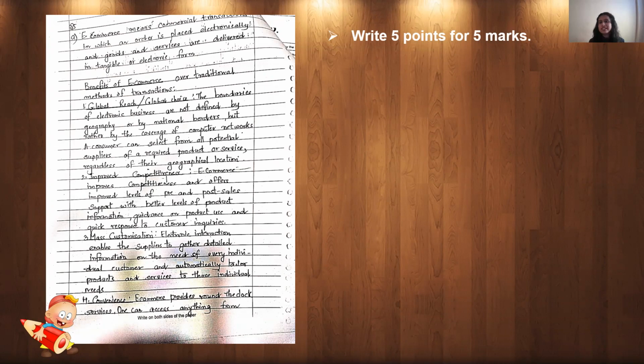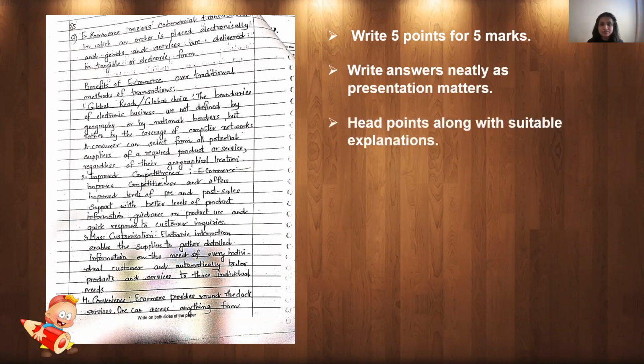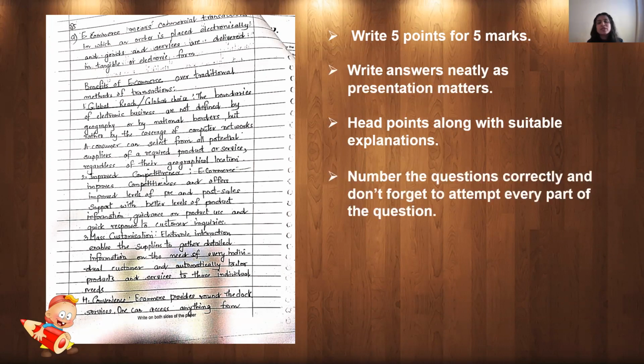Now students, since this is a 5-mark question, it is obvious that you have to write 5 points for 5 marks. Now when I say 5 points, it means header points with suitable explanations for those. Write answers neatly, because like I said, presentation also matters. Head points must be written like it is given in your textbook. Those head points must be properly underlined, and then you must write a suitable respective explanation for those 5 header points.